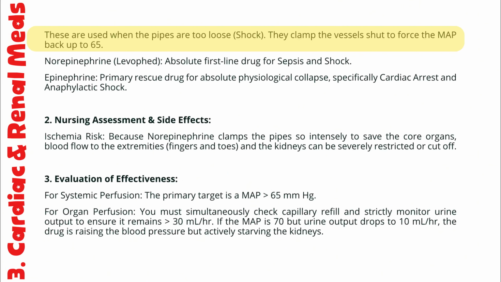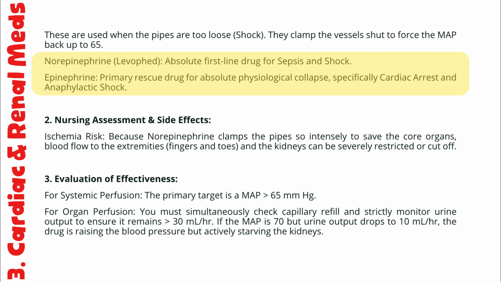Vasopressors clamp the pipes shut to raise blood pressure in shock. Norepinephrine is first line for sepsis. Epinephrine is your rescue drug for cardiac arrest and anaphylaxis. Because these drugs clamp so hard, watch the extremities and the urine output. Perfusion can drop even while the numbers on the monitor look better.